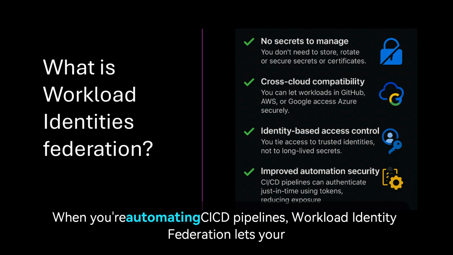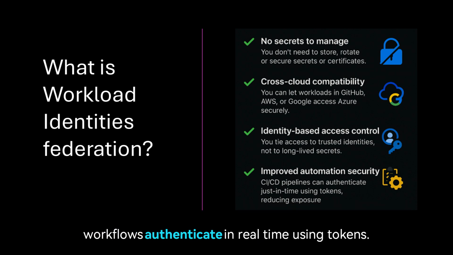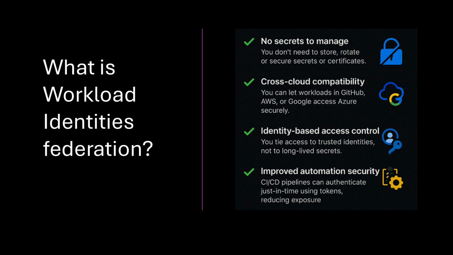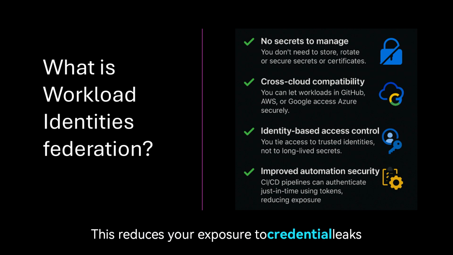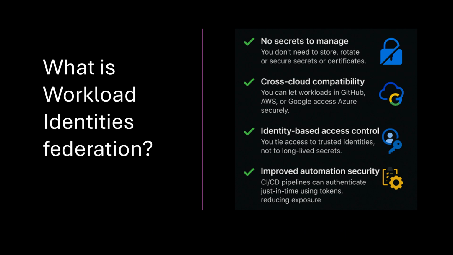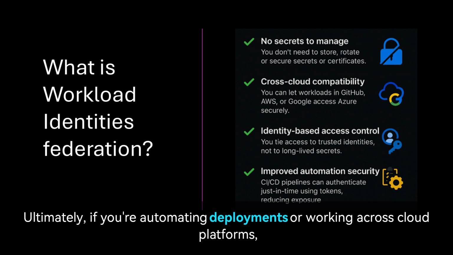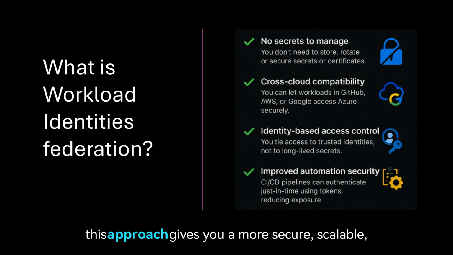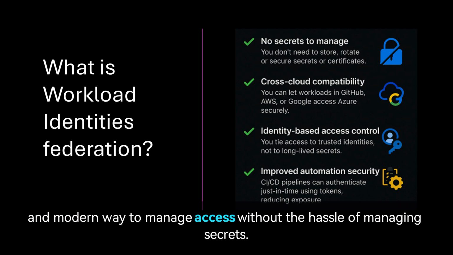When you're automating CI/CD pipelines, Workload Identity Federation lets your workflows authenticate in real time using tokens. This reduces your exposure to credential leaks and makes your automation process far more secure and resilient. Ultimately, if you're automating deployments or working across cloud platforms, this approach gives you a more secure, scalable, and modern way to manage access, without the hassle of managing secrets.